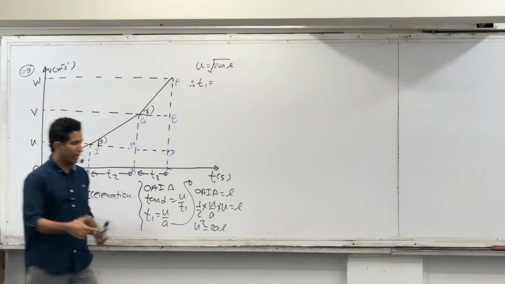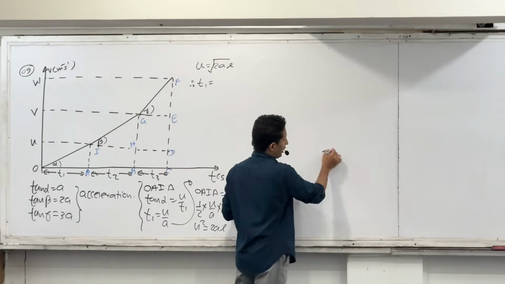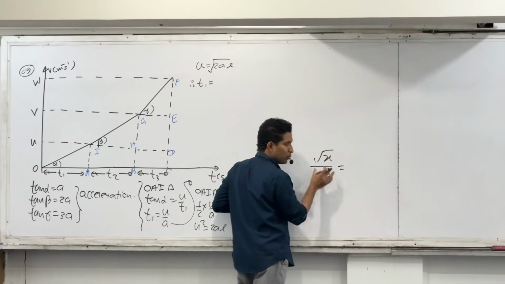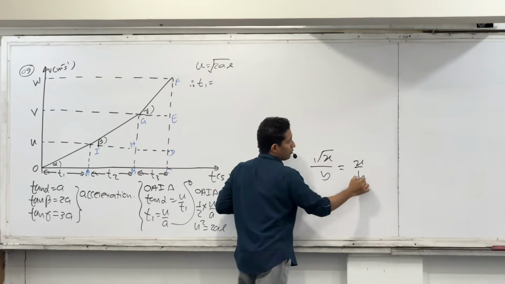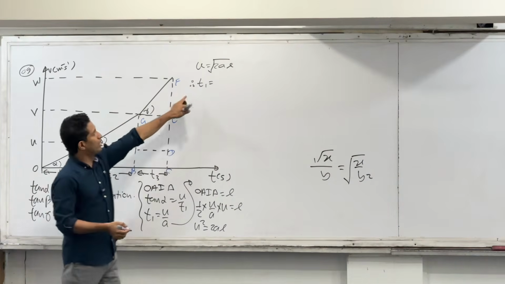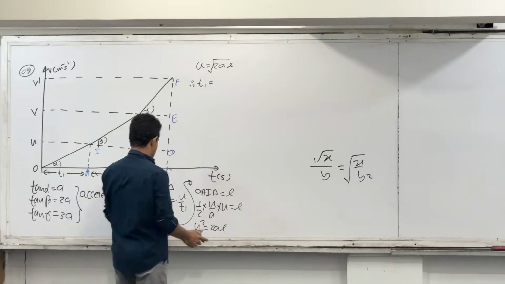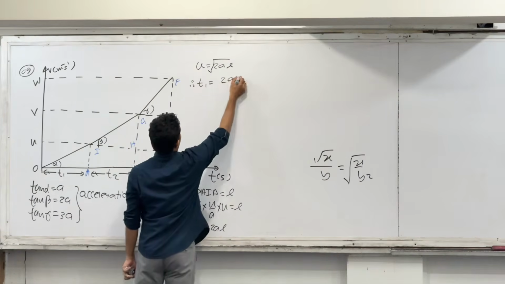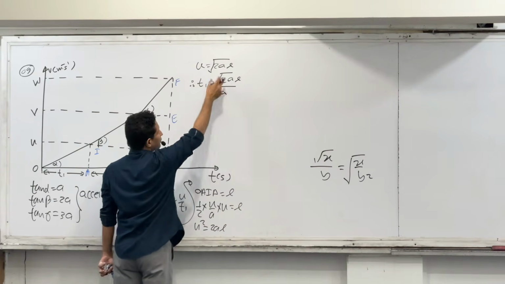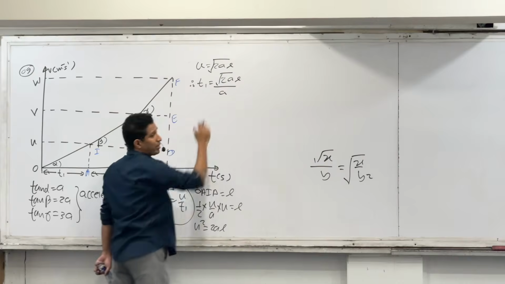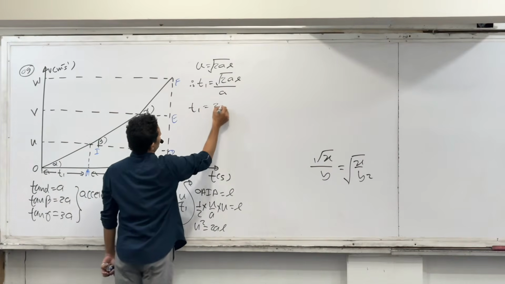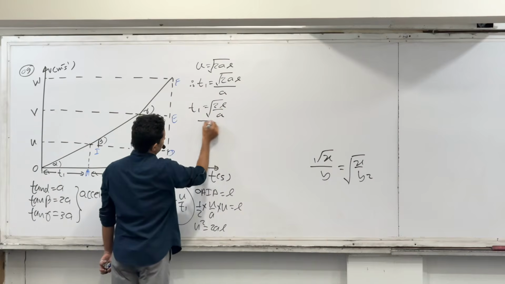You know that if you have something like root x over y, how can you simplify this one? Root x over y means when you take y inside the square root, it becomes the square root of x over y. Now similarly, T1 equals U over A. Now U was root 2AL. I will take this first one divided by A. When you take A inside the square root, that becomes A squared, and that A to A cancels. T1 equals the square root of 2L over A. Correct.